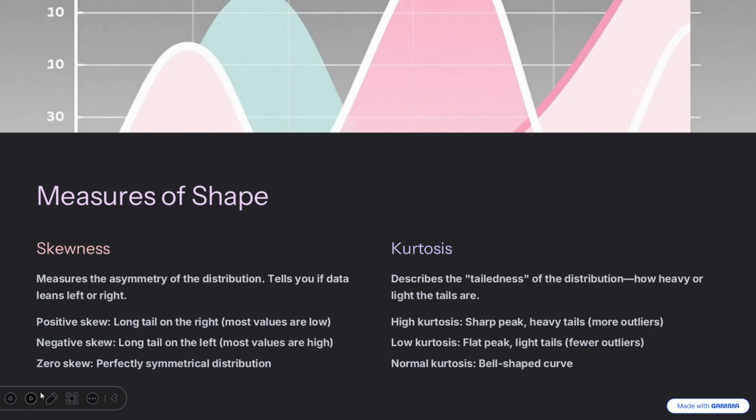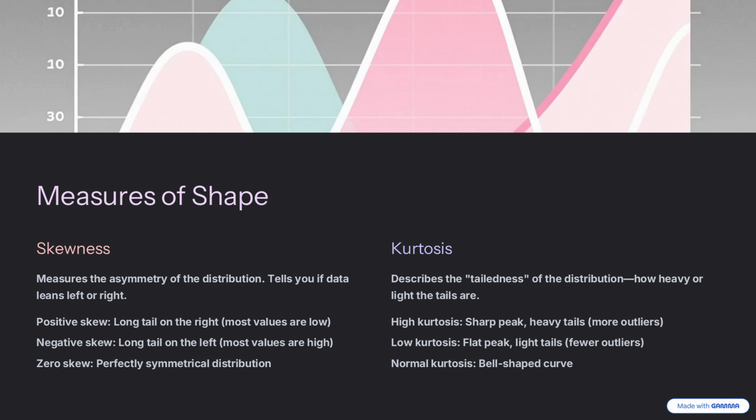So the next slide is measures of shape. The first one is skewness. It measures the asymmetry of the distribution and tells you if data leans left or right. Positive skew: long tail on the right, most values are low. Negative skew: long tail on the left, most values are high. Zero skew: perfectly symmetrical distribution.